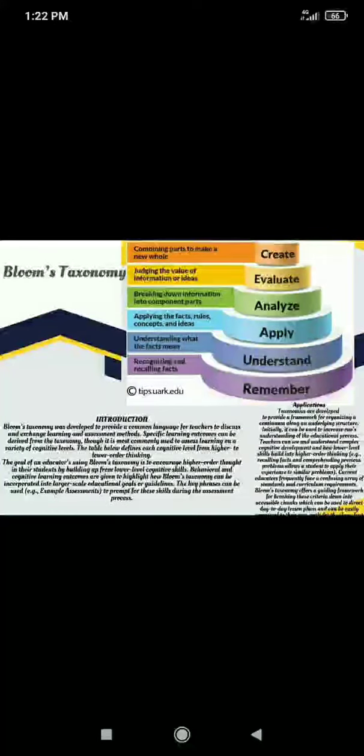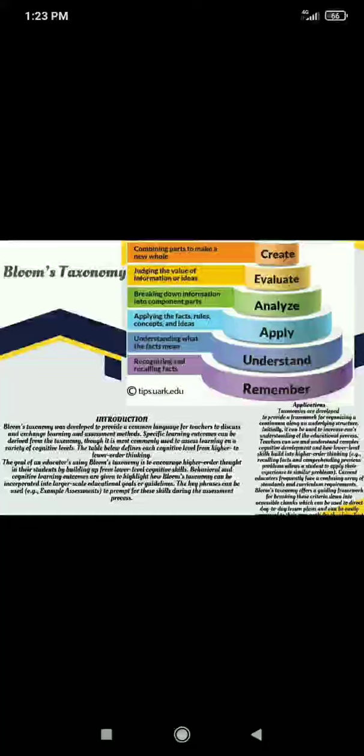My topic is on Bloom's Taxonomy. Bloom's Taxonomy was developed to provide a common language for teachers to discuss and exchange learning and assessment methods. Specific learning outcomes can be derived from the taxonomy, though it is most commonly used to assess learning on a variety of cognitive levels.